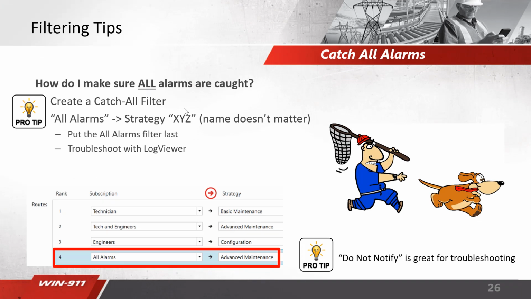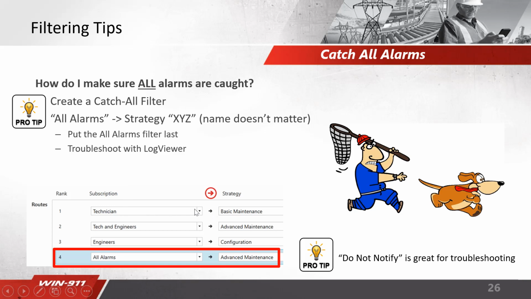Now, once those filters are created, we have to point them somewhere. We need to point them to the strategies, which is a starting, stopping, re-notifying, which points to our callout tactic. So how do you make sure that all your alarms are caught? You have to build your subscription filter. And the filtering process is slightly different depending on which SCADA, but very similar. So here you have your subscription, and then you're going to point it to a strategy. So that previous filter that I created for technicians or engineers, as the alarms come in, it's going to check against each one of these criteria.